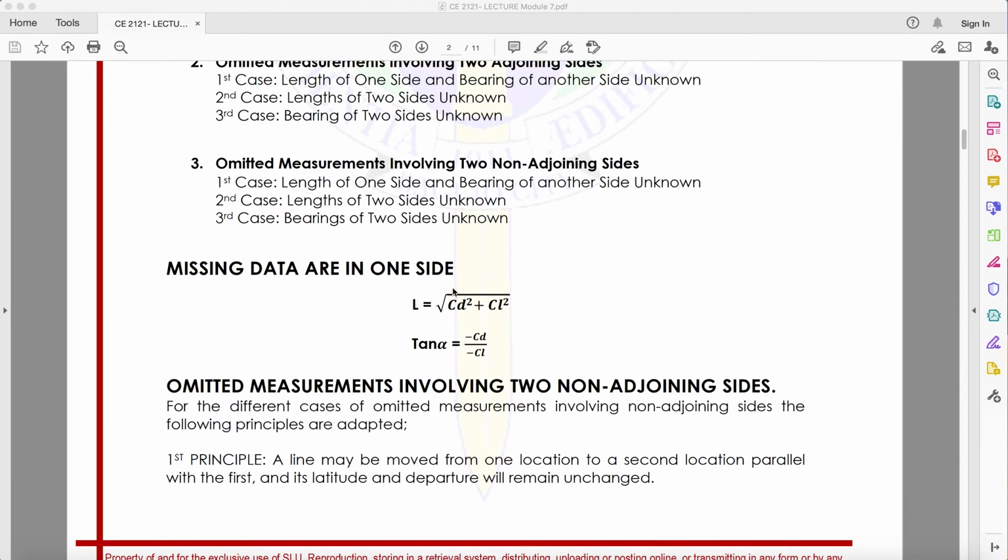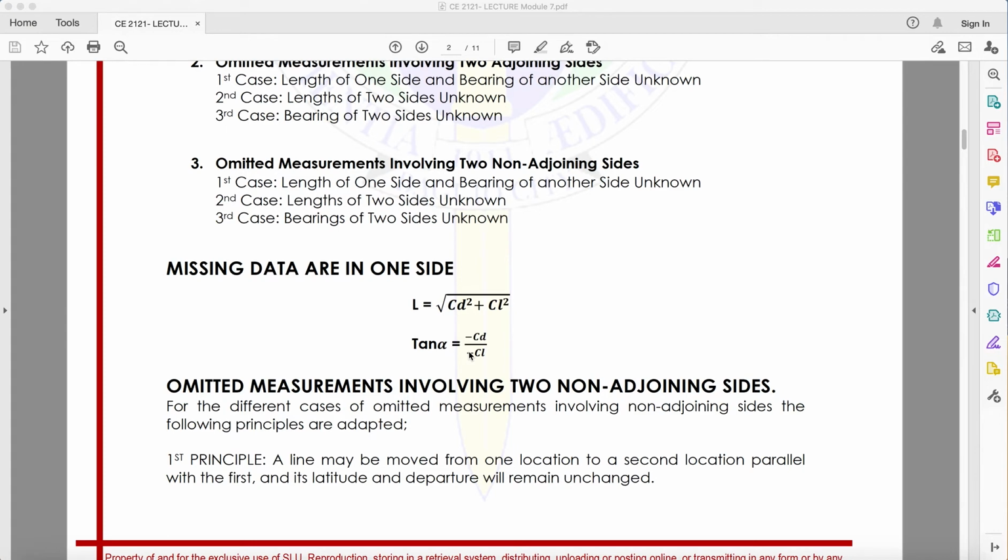If the missing data are in one side, we can use this formula. L, the length of the unknown side, is equal to the square root of the misclosure on the departure squared plus the misclosure on the latitude squared. That would give us the length. Take note, here we no longer have a misclosure. We assume that all the values that were measured are correct. In solving for the bearing, that is simply tangent alpha equals negative CD over negative CL.